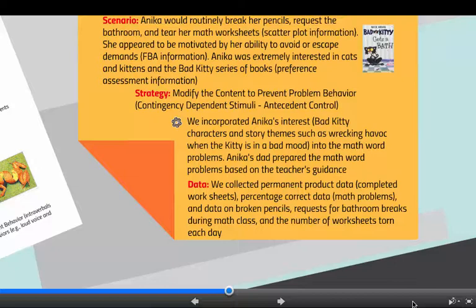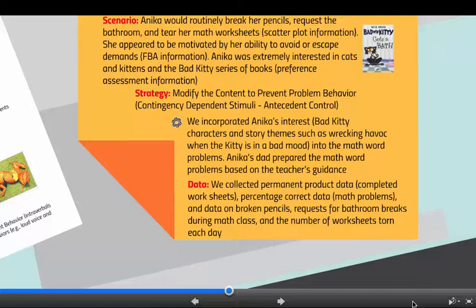Now, keep in mind, this is a dynamic process. We had to keep modifying things until we got Annika to the point where her behavior was under really good control, using the typical materials, the natural materials without modification. So this was a bridge plan.